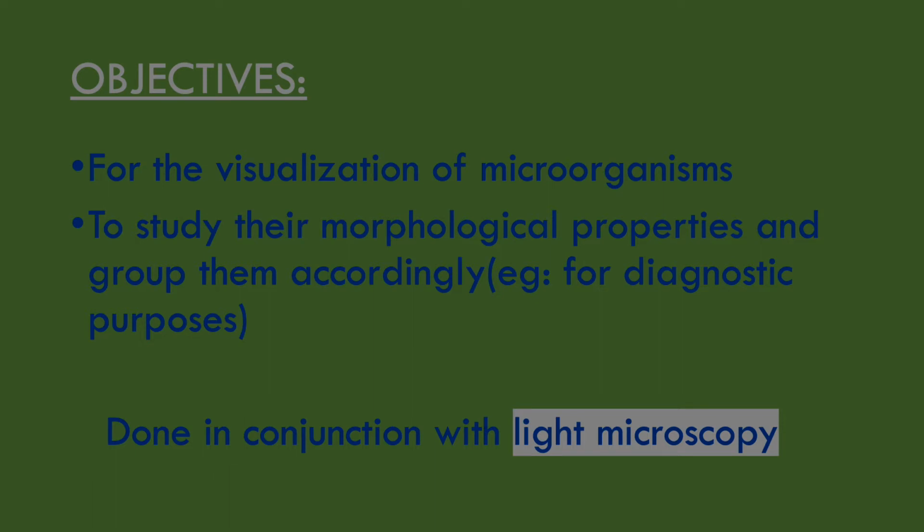Now we will talk about the objectives of doing bacterial staining. First is something we have already discussed, that is the visualization of microorganisms in a very good way, because when they are not stained, microorganisms are very difficult to visualize. The second objective is that through staining we can attain a good visualization through which we can study their morphological properties and group them accordingly for many purposes, like the diagnosis of certain conditions. And also, in the case of bacteria, the microscopy that we employ is light microscopy.